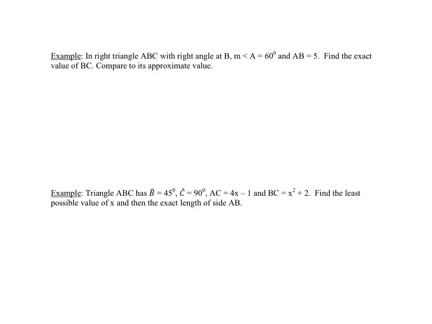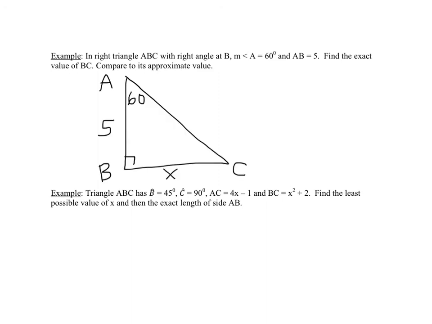So here's another example. Let's go ahead and draw this picture. Okay, so I drew the picture there. We have our right triangle. B is our right angle. A is 60. And we have side AB is 5.